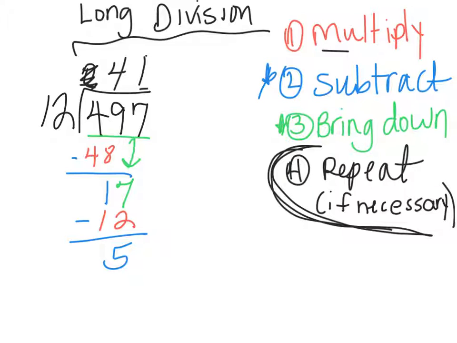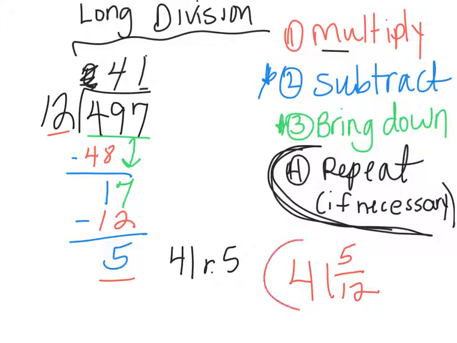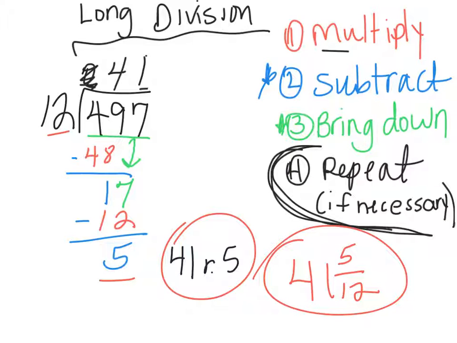You could say your answer was 41 with a remainder of 5. Or you could say the answer was 41 and 5/12, a mixed number. Just depends on how your teacher wants it to look. Me, I like my students' answer to look like this. 6th grade now, I think we are old enough to leave remainders out and start making the answers mixed numbers if they're not a whole number answer.